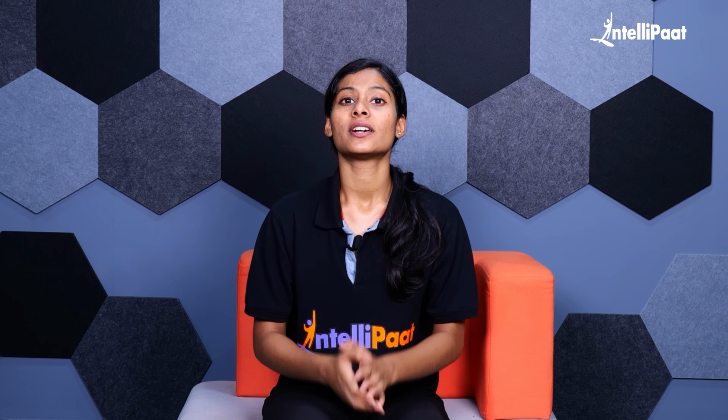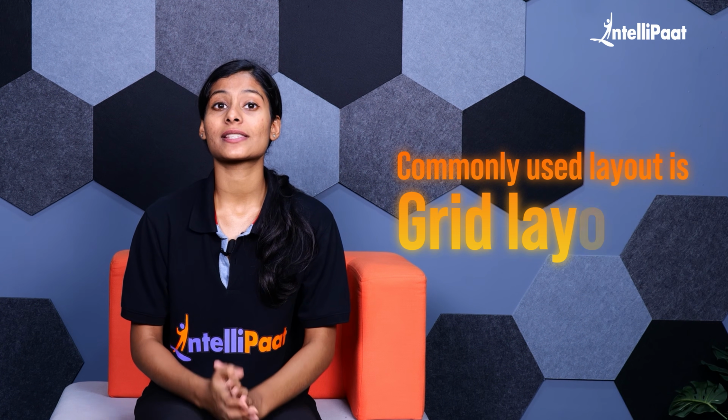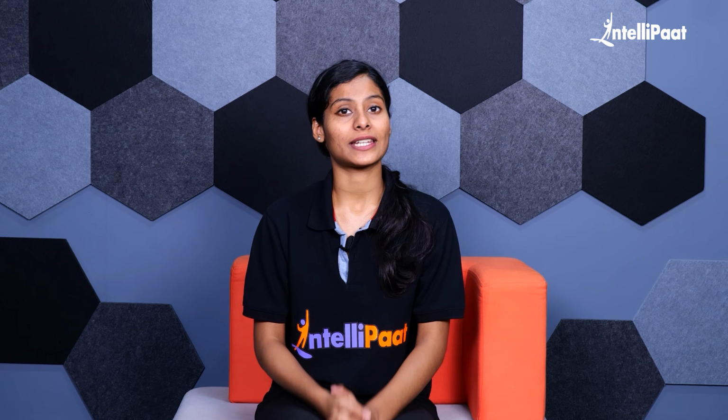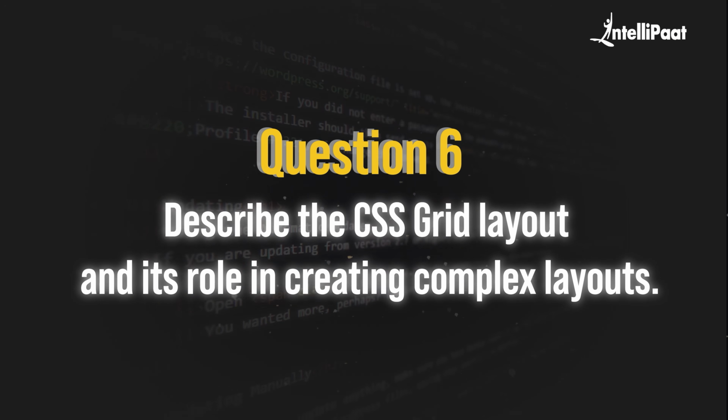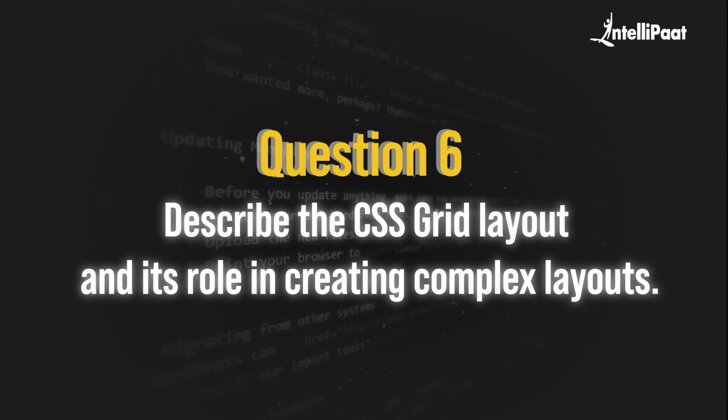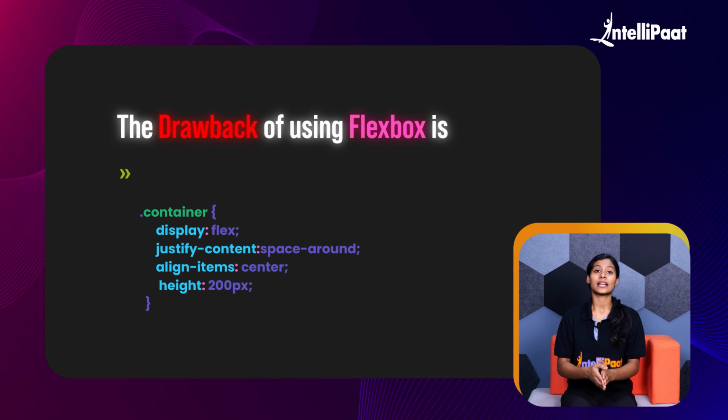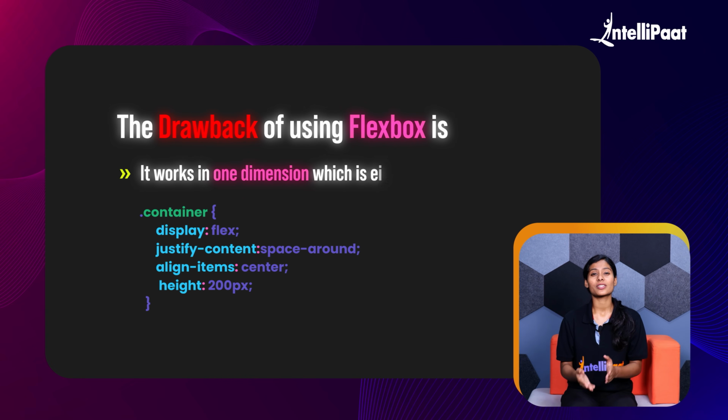Along with Flexbox, another very commonly used layout is the grid layout, which brings us to our next question. Describe the CSS grid layout and its role in creating complex layouts. The drawback of using Flexbox is that it works in one dimension, which is either a row or a column. Now, grid allows you to work with both row and column simultaneously.